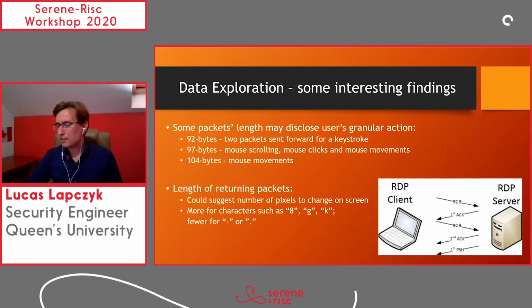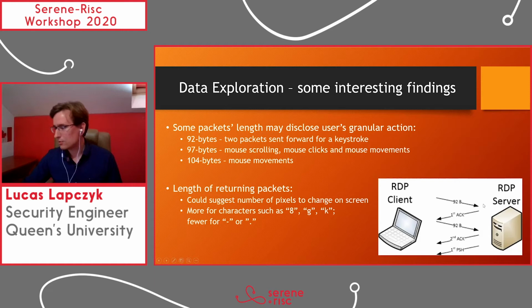Another important thing is the length of the returning packets. As we can see on the diagram on the right, the length of the returning packets could suggest the number of pixels needed to update on a screen. So that's the visual output. A user presses a key, and let's follow the diagram on the right. The single keystroke is sent from the client to a server using this one 92-byte frame.